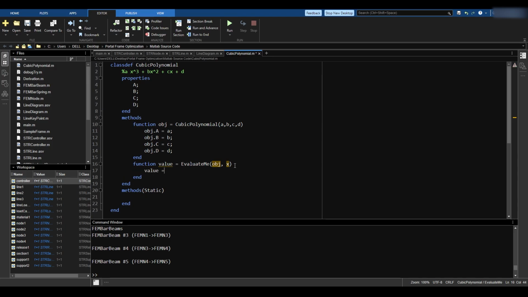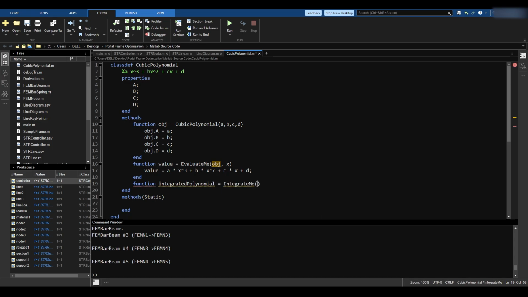Of course, here the value is going to be a multiplied by x power 3 plus b multiplied by x power 2 plus c multiplied by x plus d. That's the cubic polynomial. Also, a cubic polynomial, as we will see, should have the ability to integrate itself. So here I'm going to return integrated polynomial, and this will be equal to integrate me.